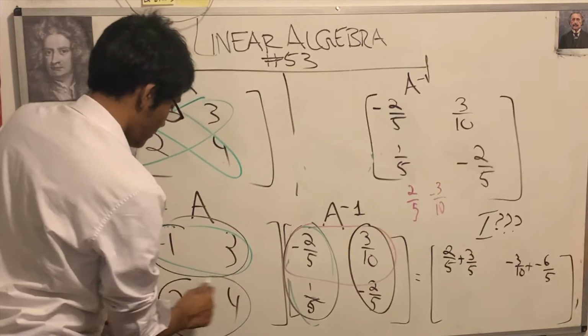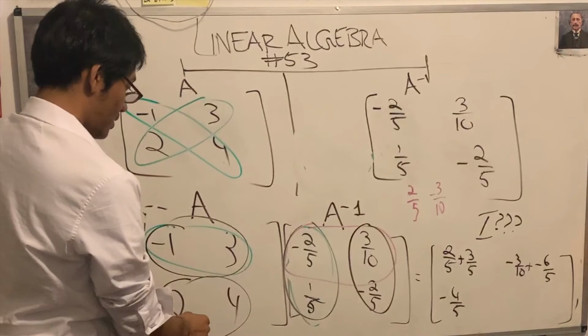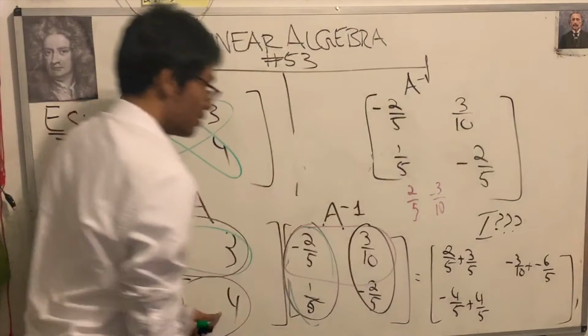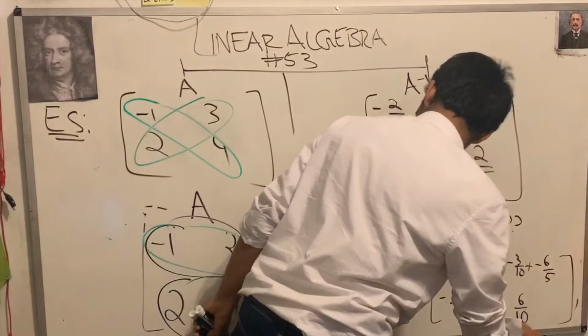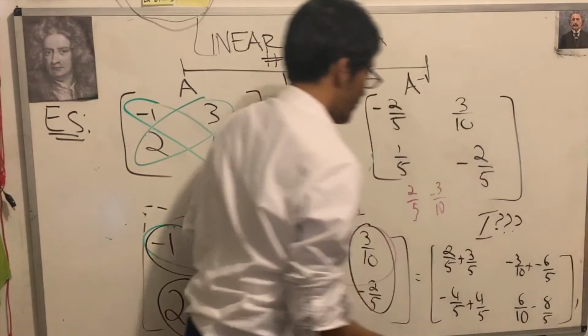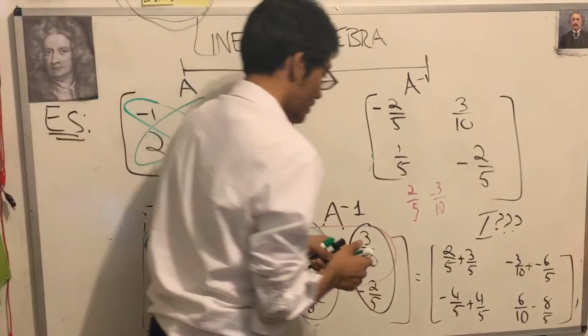2 times -2/5 is -4/5. And 4 times 1/5 is? Okay, good. Very good. Okay. Am I enjoying this? No. 2 times 3/10 is? 6/10. 4 times -2/5. What is this? -8/5, right? Right. -8/5. Okay. So 5/5, this is 1. Okay. Which is 1.